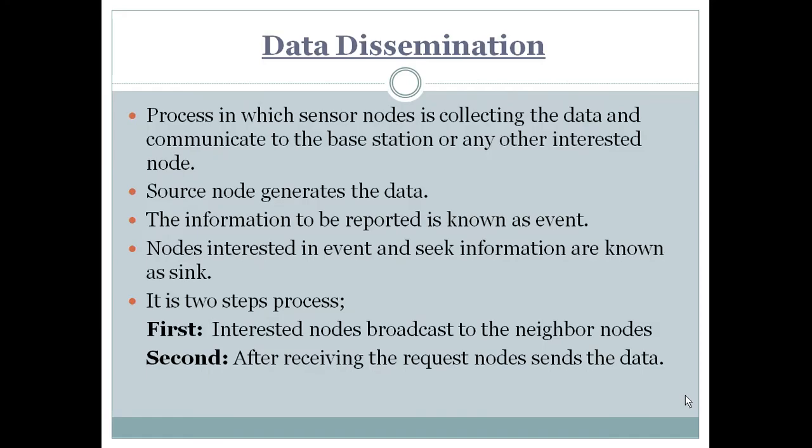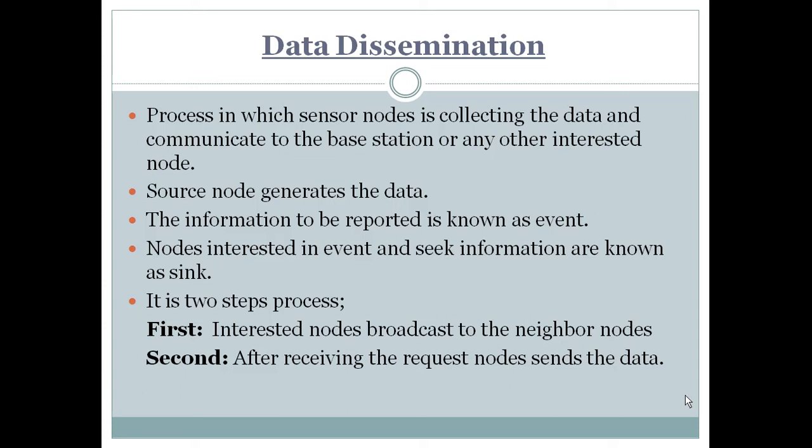So let us start with the lecture. Now, data dissemination is a process in which sensor nodes collect the data and communicate it to the base station or any other interested nodes. It is a complete process of circulating the data, passing on the data, or broadcasting the data, and communicating that data with either the base station, the sink node, or any other interested node.